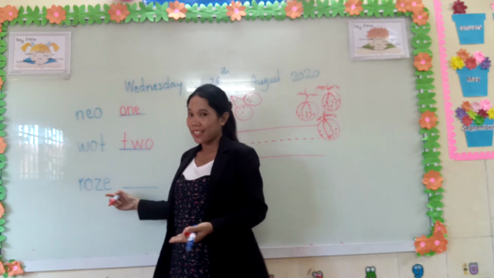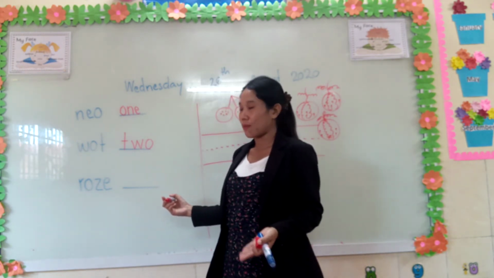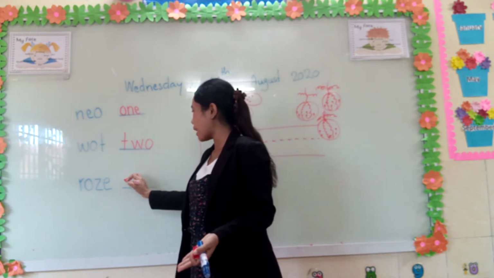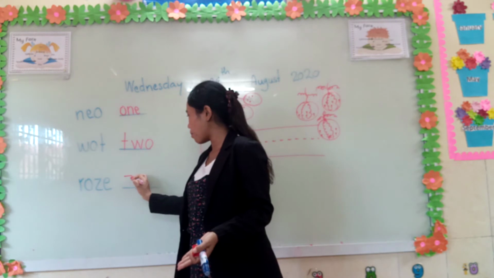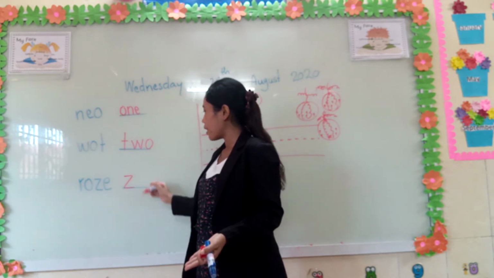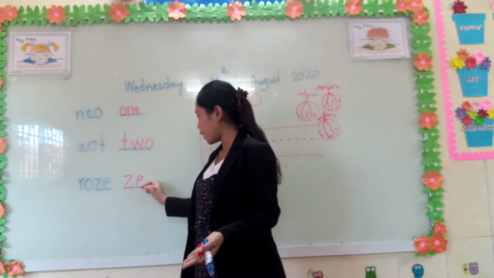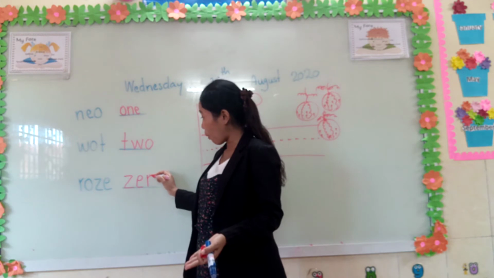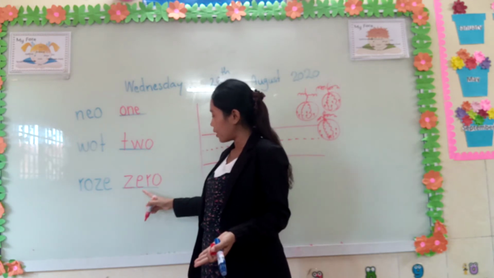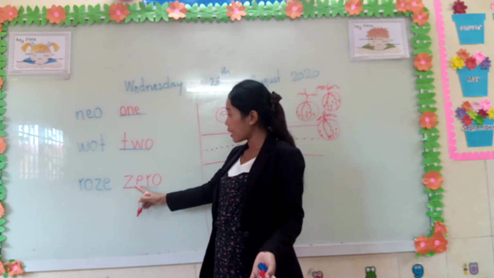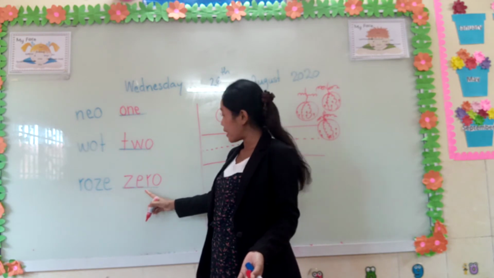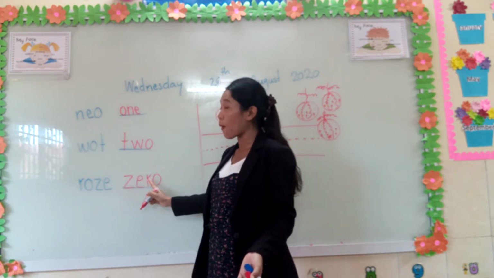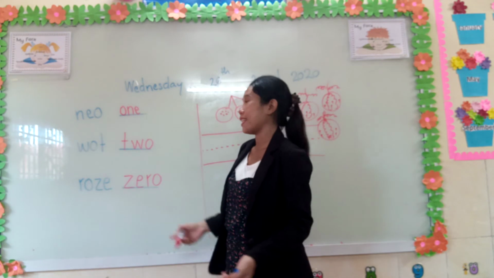Okay, now the next one teacher has is O-O-Z-E. Can you read it? It must be no. So the first letter you choose here must be letter Z, and then E or O. Now you can say zero. Zero spells Z-E-R-O, right? Okay, good job.